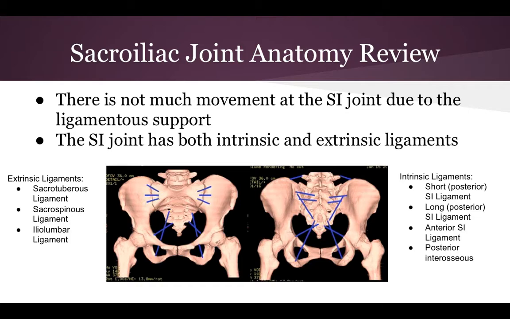There's not much movement in the SI joint due to all the ligamentous support, and they have both intrinsic and extrinsic ligaments. Extrinsic ligaments are sacrotuberous, sacrospinous, and iliolumbar, and the intrinsic ligaments are the short SI, the long SI, anterior SI, and posterior interosseous.